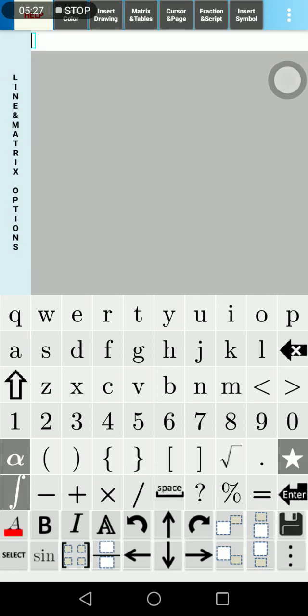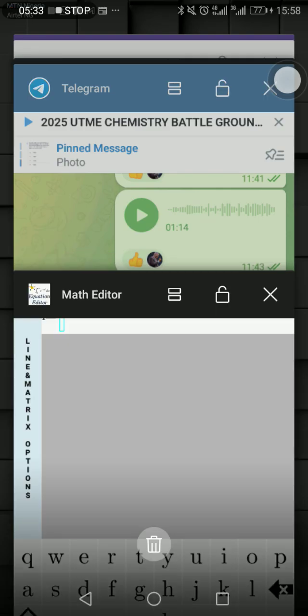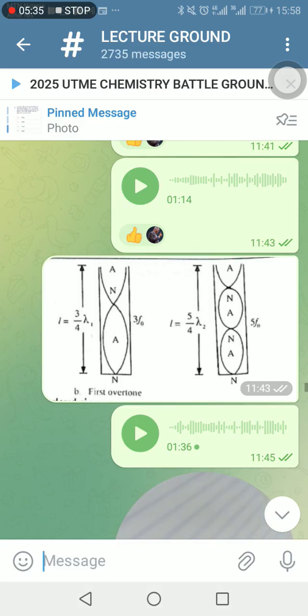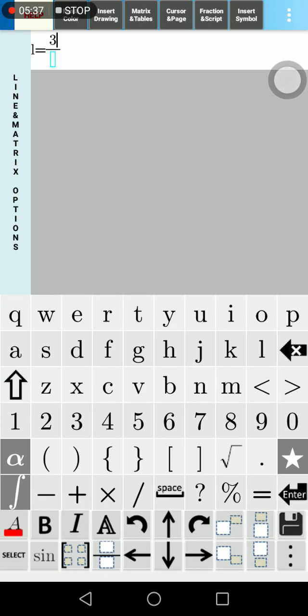So L equal to 3. Is it 3 over 4 or 4 over 3 that we saw that time? It's 3 over 4 wavelengths. So L is equal to 3 over 4 of the wavelength.